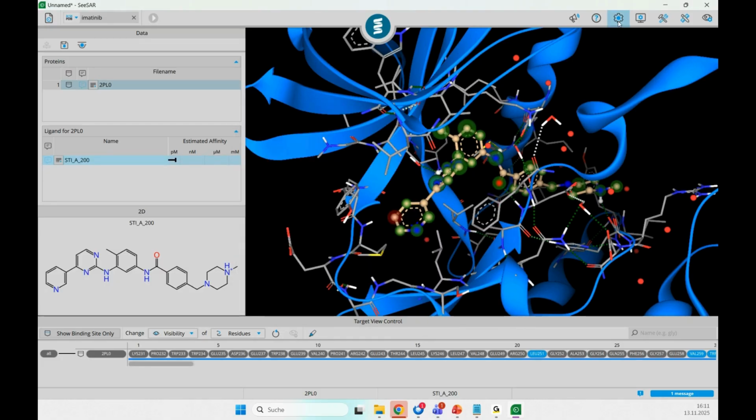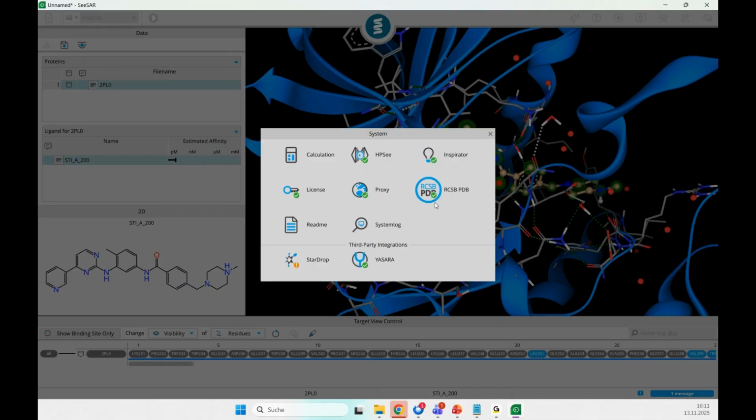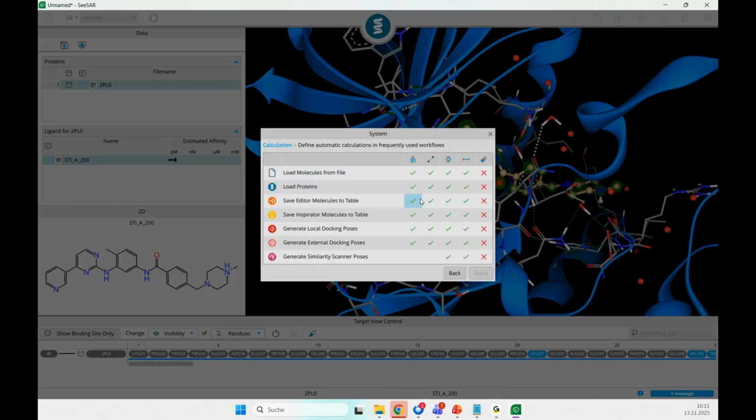The system settings here allow you to adjust parameterization. I will go through them quickly one by one. In calculation, you can adjust which kinds of calculation you would like to perform per default.